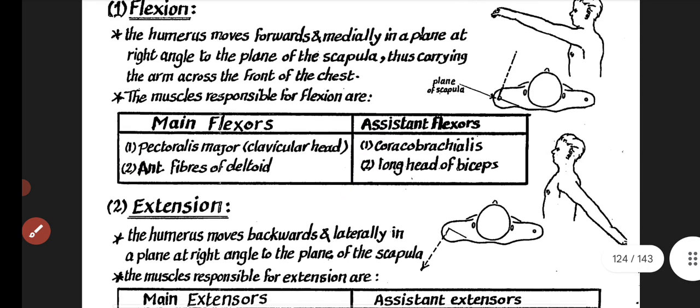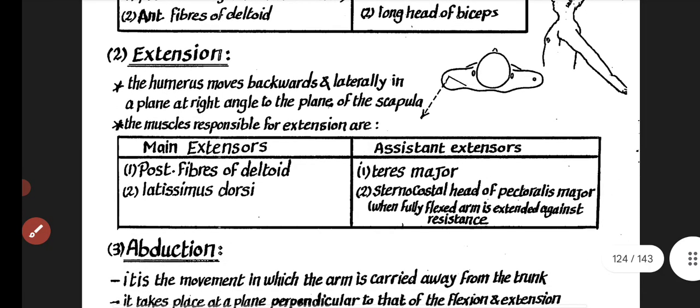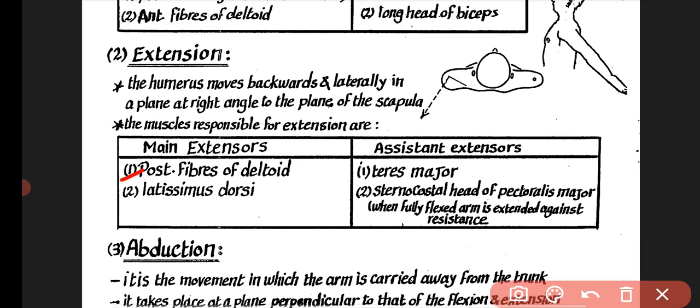Okay. But now comes the extensors. What are the main extensors? They are the posterior fiber of the deltoid and latissimus dorsi, and the assistant extensors are the teres minor and sternocostal head of the pectoralis muscle.